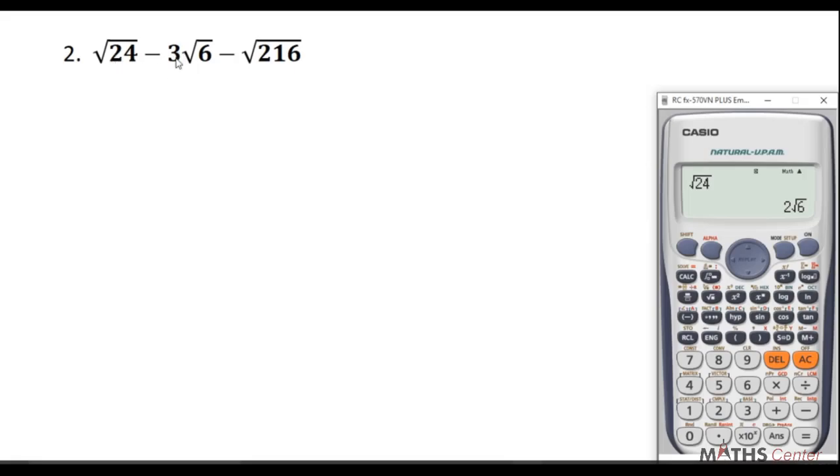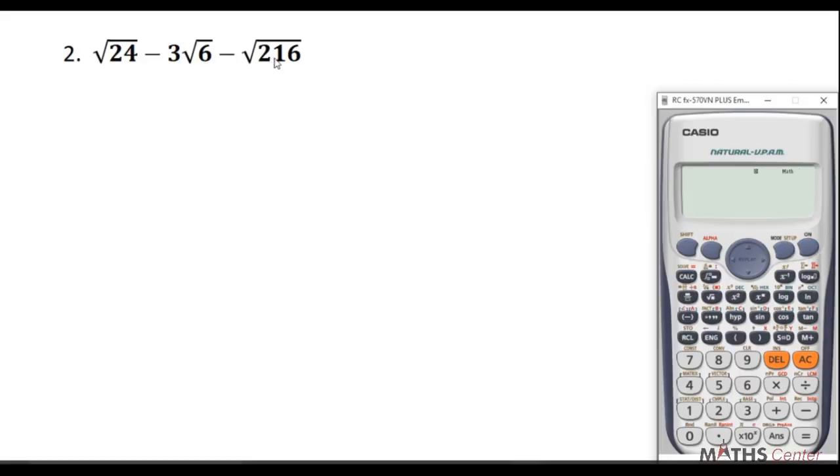Now when you come here, 3 is already here. We don't have to worry about that. What you have to worry about is the number under the square root sign. You check and see if it is in its simplest form. Now we are checking to see if square root of 6 is in its simplest form. You see, when you point square root of 6 on the calculator, it gives you square root of 6. It means that it is in its simplest form, so we don't have to worry about that. We leave that. Then we move on to the next one.